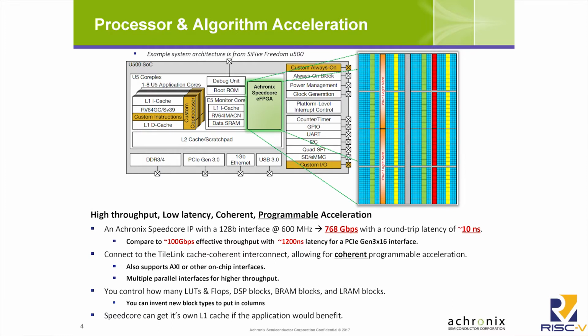The reason for that is because it provides for high throughput, low latency, coherency, and programmable acceleration. Just to give a few numbers, an Achronix SpeedCore embedded IP with a 128-bit interface running at 600 megahertz at the interface, which is fairly typical, will provide for 768 gigabits per second with a round-trip latency of just a few clock cycles. Even when you compare that to a PCIe Gen 3 x16 interface, you can see that in both cases you have orders of magnitude differences. We can connect to the TileLink cache coherent interconnect, allowing for coherent programmable acceleration, and we also support AXI or other on-chip interfaces also.